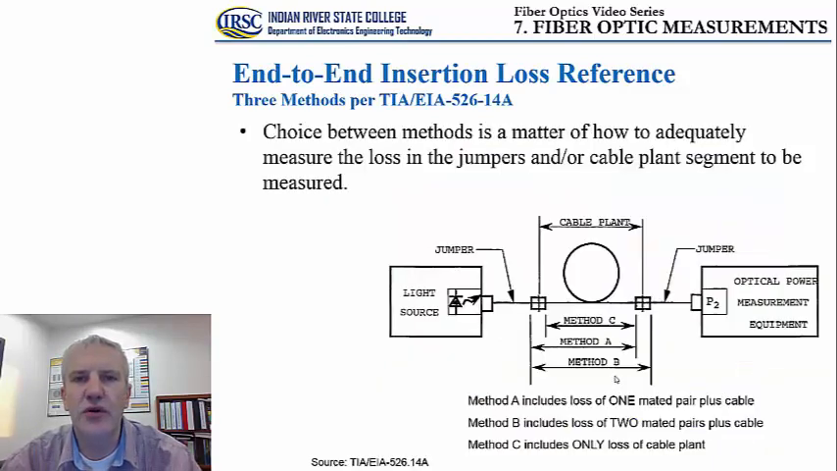This slide goes further into the topic of end-to-end insertion loss reference. On this slide, you see a cable plant that's under test, and also identified are the three methods A, B, and C that we elaborated on in the previous slide. We can see that each of these methods takes into account the cable plus a certain piece of test equipment. For example, method A takes into account the cable as well as one mated pair of connectors. Method B includes the loss of two mated pairs of connectors plus cable. And finally, method C includes only the loss of the cable plant. So method C is the most accurate one, as it does not take into account any test equipment that is a part of the test.